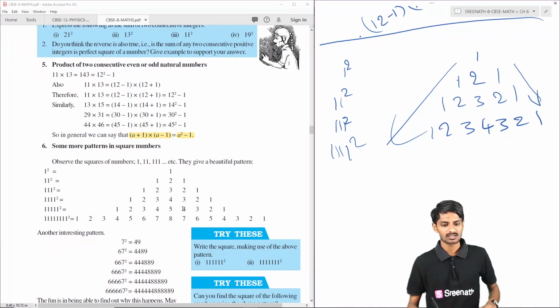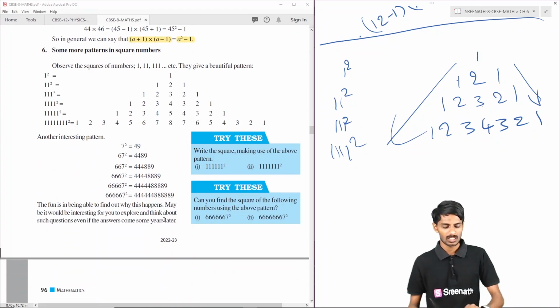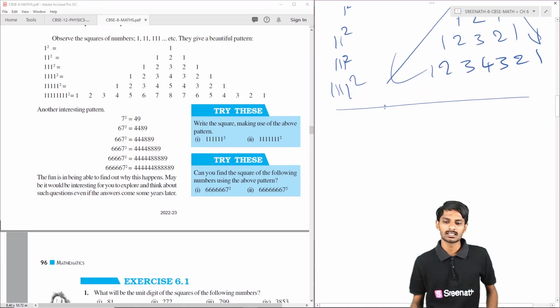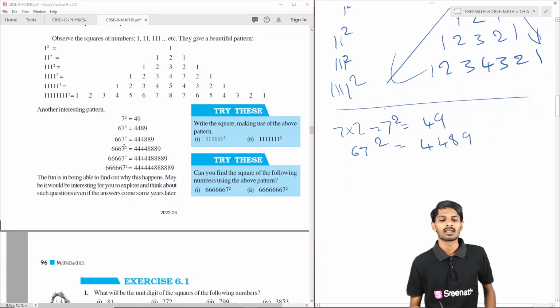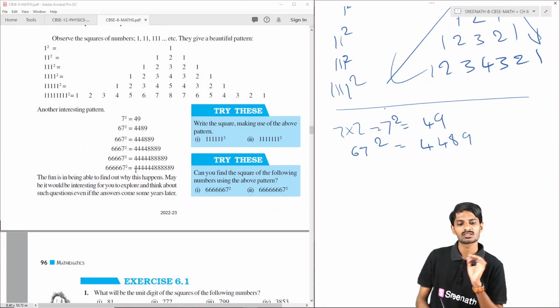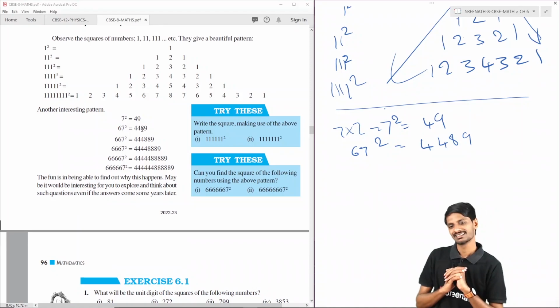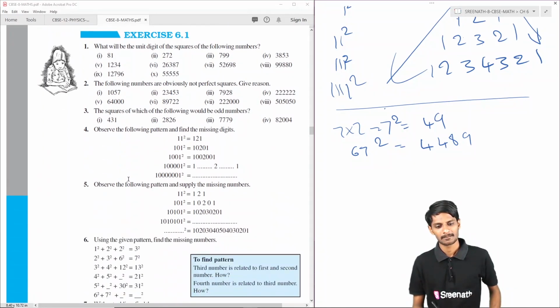Another interesting pattern we have is regarding the 7 square. If you see 7 square, 7 into 7, that is equal to 49, we know it. And if you do 67 square, it will give 4489. Like that, 667 square gives a similar pattern. So this is the interesting thing about numbers, students.